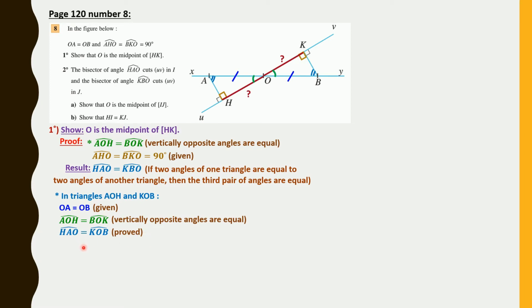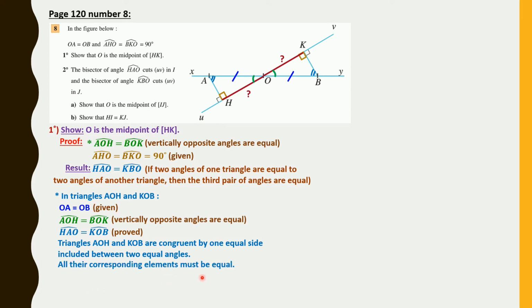Then we write the congruence statement. Triangles AOH and KOB are congruent by one equal side included between two equal angles. All their corresponding elements must be equal. In particular, OH equals OK. And as a result, O is the midpoint of segment HK.